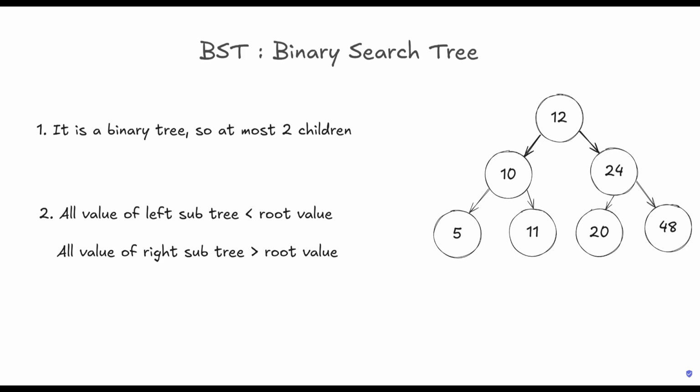If we look at this subtree, it still holds true, right? If we consider 10 as the root, 5 is the left child, and 11 is the right child. So 5 is smaller than 10, and 11 is bigger than 10. So it still holds true. Similarly, it also happens for the right subtree.